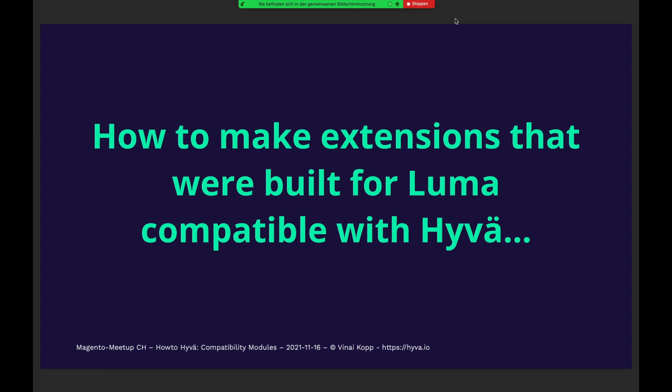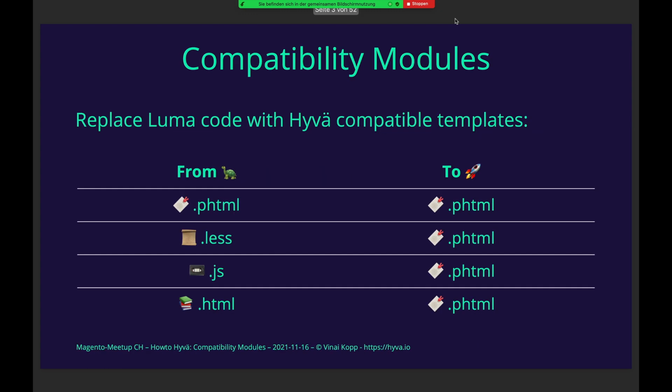So how can these extensions then be used in combination with a store view that is running on Hyvä themes? Because Hyvä themes is a complete rebuild of the front-end stack. So the answer is compatibility modules. And the process of writing these compatibility modules is what I want to talk about today here.